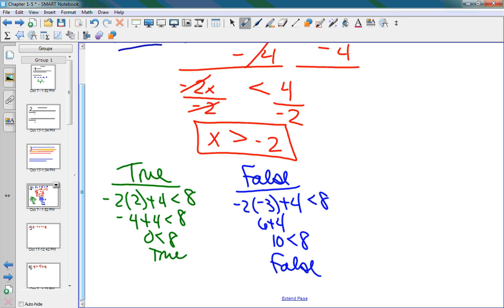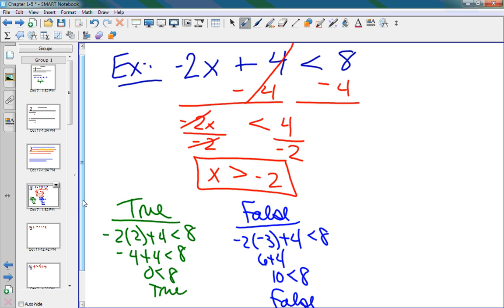Okay? Again, why did I flip my sign here? Because I divided. I didn't flip my sign when I subtracted. I did not flip my sign when I subtracted 4. Okay, so the sign stayed the same there. When I flip my sign is when I divided by negative 2. Let's do it again.